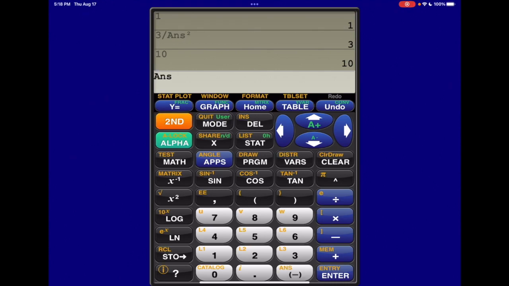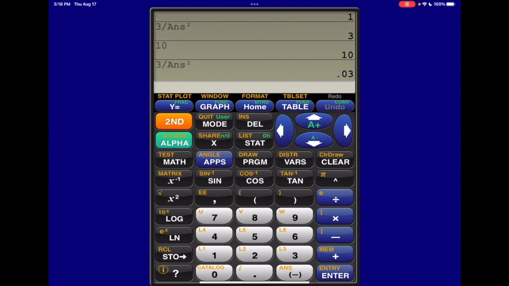So when I hit second enter, and second enter again, I get back that 3 over answer squared, but now 10 is stored there, so if I press enter, I'm plugging 10 into my function, and I get 0.03. So my outputs went from 3 to 0.03.